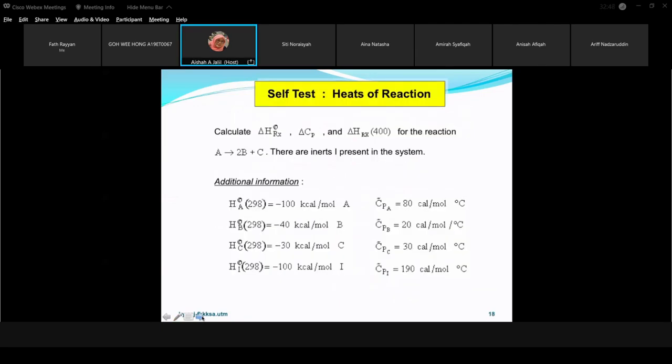Okay, you see, calculate the delta HRX. They want you to calculate delta HRX, delta CP, and delta HRX. You see, this is delta HRX naught. This is delta HRX at temperature 400. What temperature is the naught in the energy balance? Zero temperature or what?